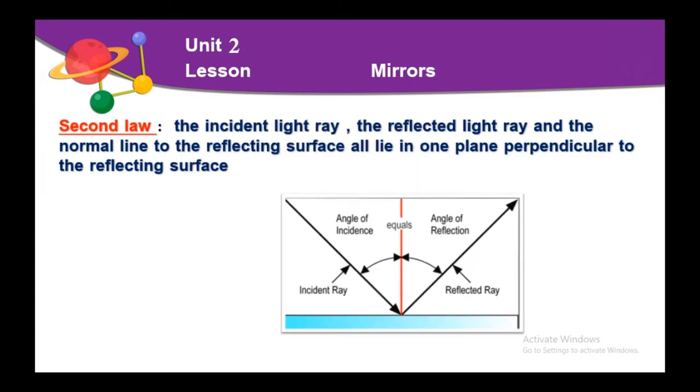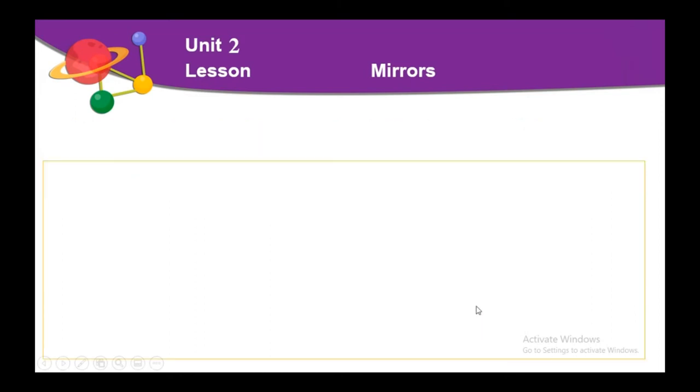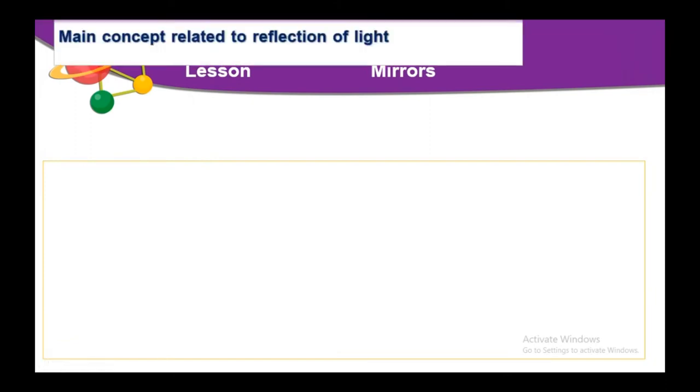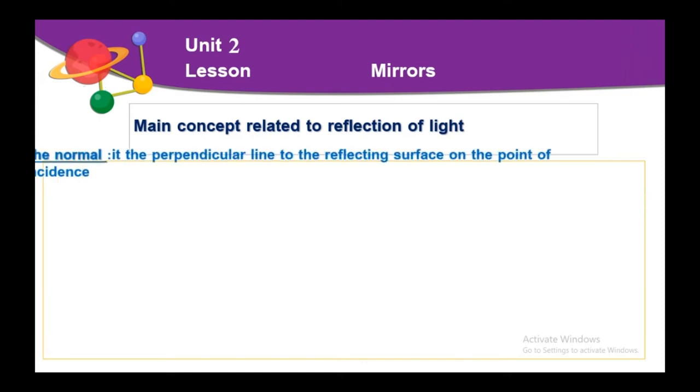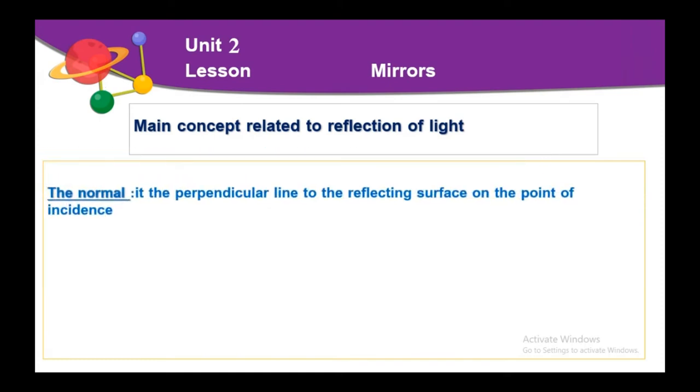It is clear from the figure. The incident light ray, reflected light ray, and the normal all lie perpendicular on the reflecting surface. Yes. Let's continue. Main concepts related to reflection of light. We talked about them for a short period of time. What are these concepts? Number one, what is the meaning of normal? Normal is a perpendicular line to the reflecting surface at the point of incidence.